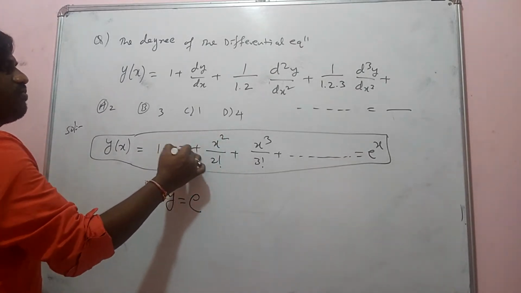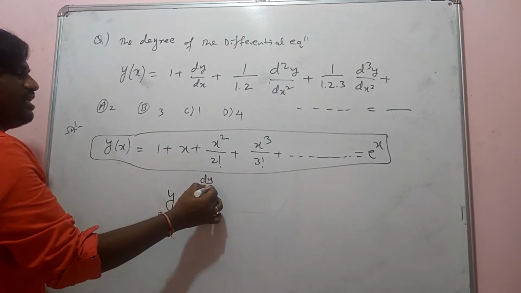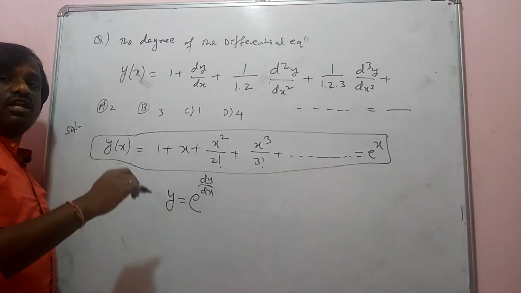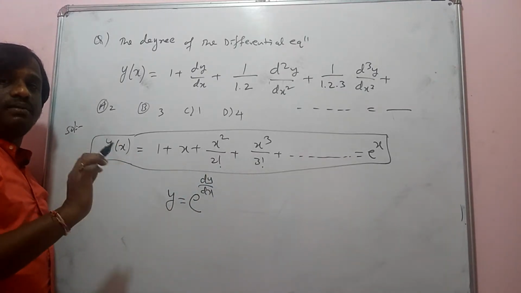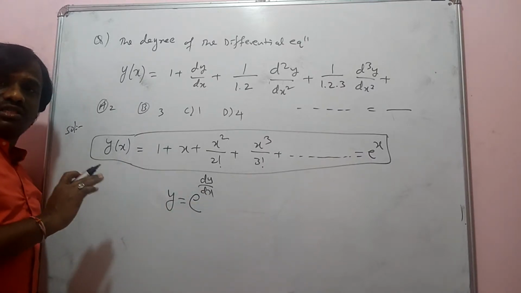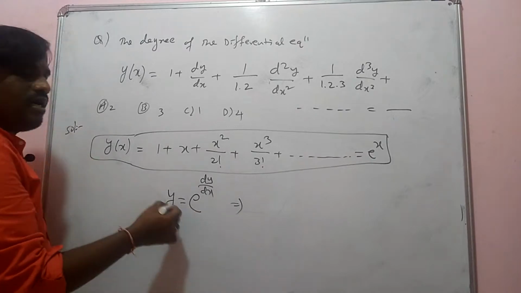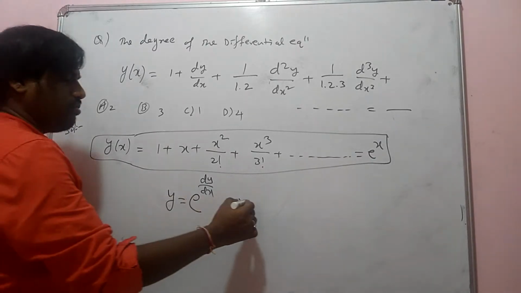In the place of x, what do we have? dy by dx. Okay, y is equal to e power dy by dx. Whenever you have dy by dx like this, I should always have it in polynomial form, not like this. So this is not correct. So what I do here is make it into a polynomial shape: apply log on both sides, with base e.